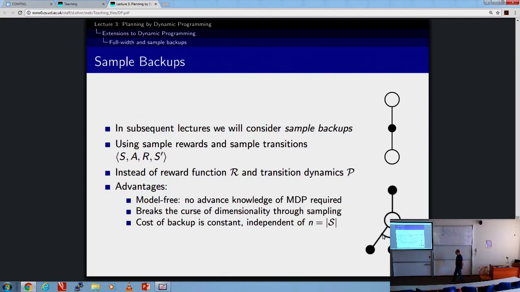So to summarize everything I said, instead of the reward function R and the transition dynamics P, which I don't know normally, I'm going to basically look at starting state S, the action I'm going to take A, the reward and state I transitioned into, R and S prime, as a sample, and I'm going to design my updates around those samples.